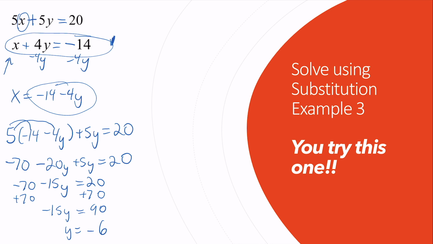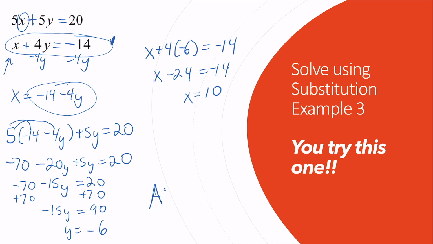So I have x plus 4 times negative 6 is negative 14. x minus 24 is negative 14. x is going to be 10. So these two lines do intersect, and the solution, the point where they intersect, would be when x is 10 and y is negative 6.